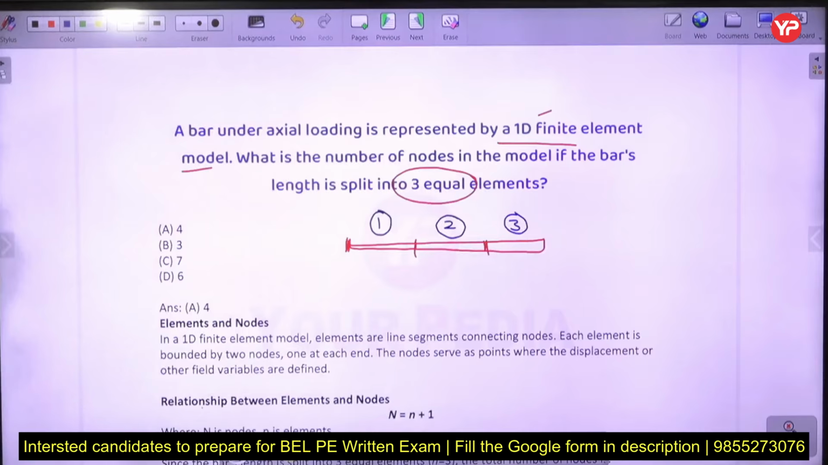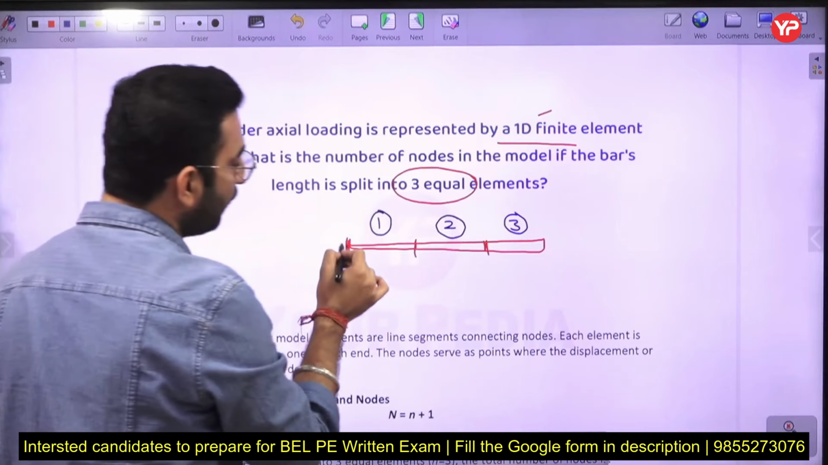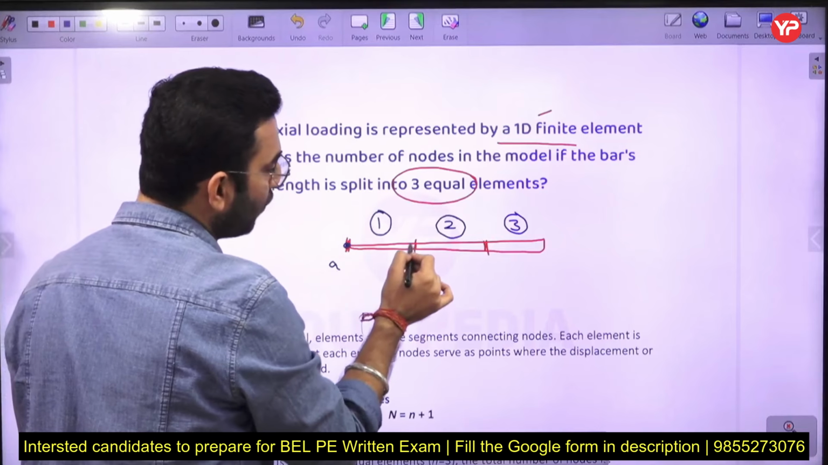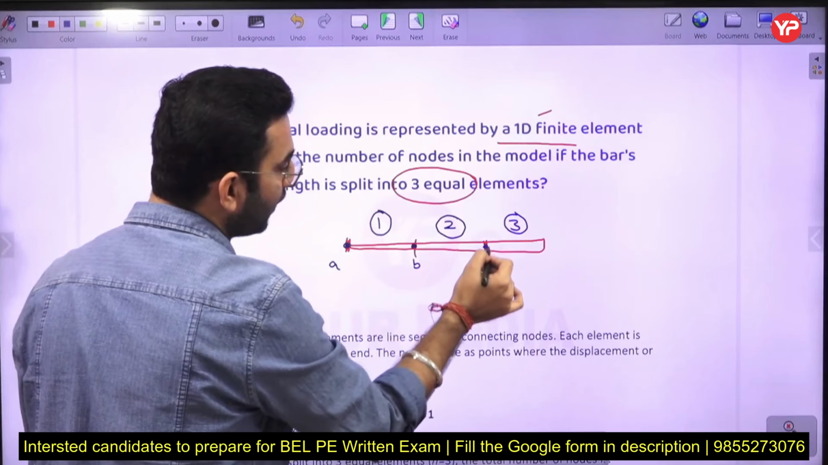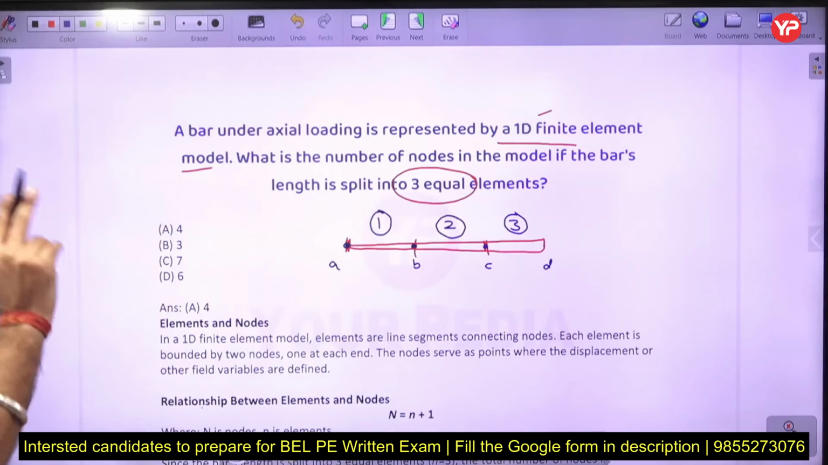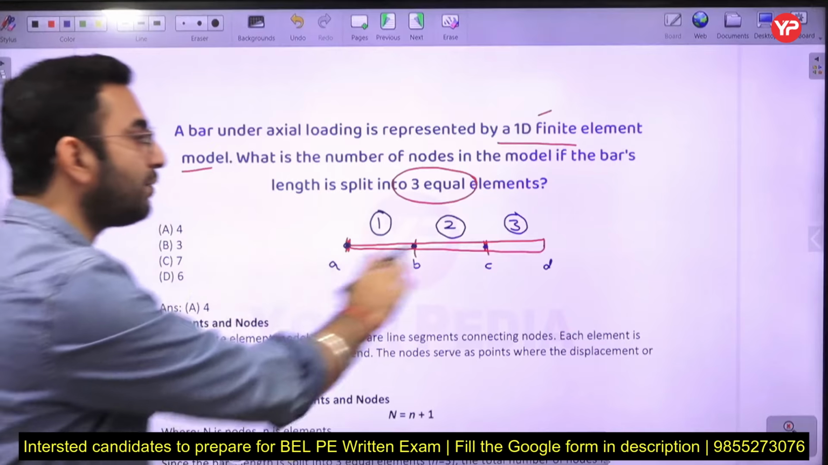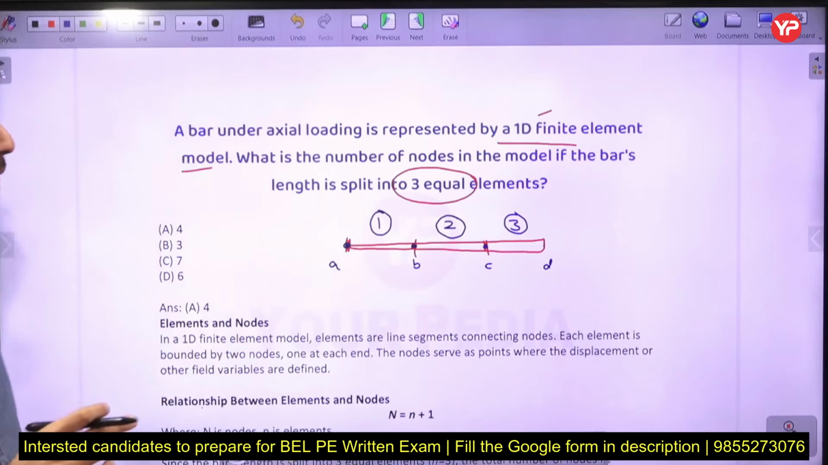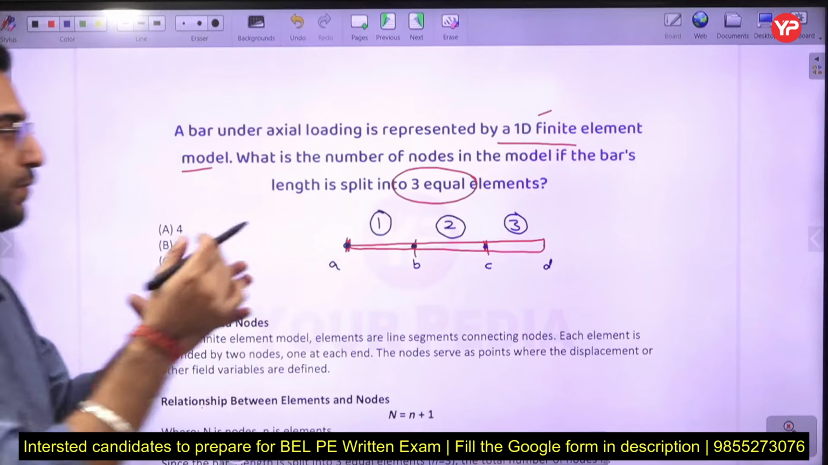So if I want to define the nodes, I can say here one node is at point A, another node is at point B, and other nodes are at C and D here. So total number of nodes in this case, how many nodes are going to be there? There are 4 nodes.